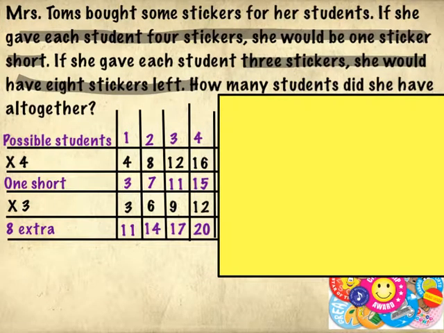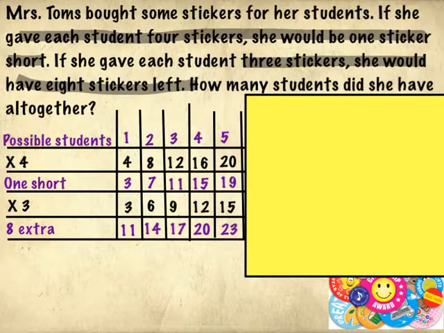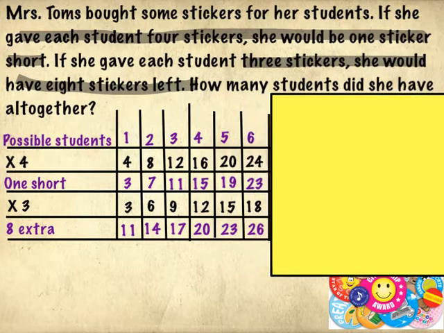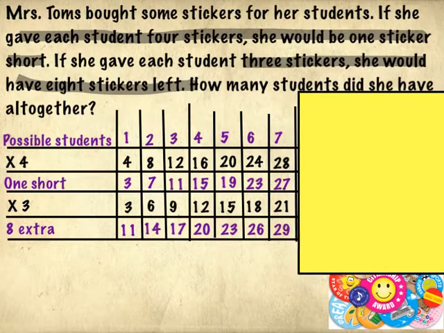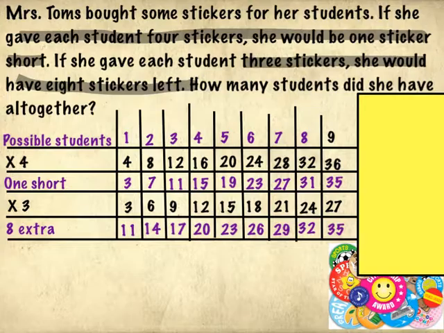right answer. So 4, if I try it, 4 times 4 is 16, take away 1 is 15, 4 times 3 is 12, plus 8 is 20. Not a match, but now I'm only 5 apart. So I'll keep going. 5 doesn't work, 6 doesn't work, 7 doesn't work, 8 doesn't work, but on 9, I finally see that I have the same number in both of those spots. So she must have 9 students.